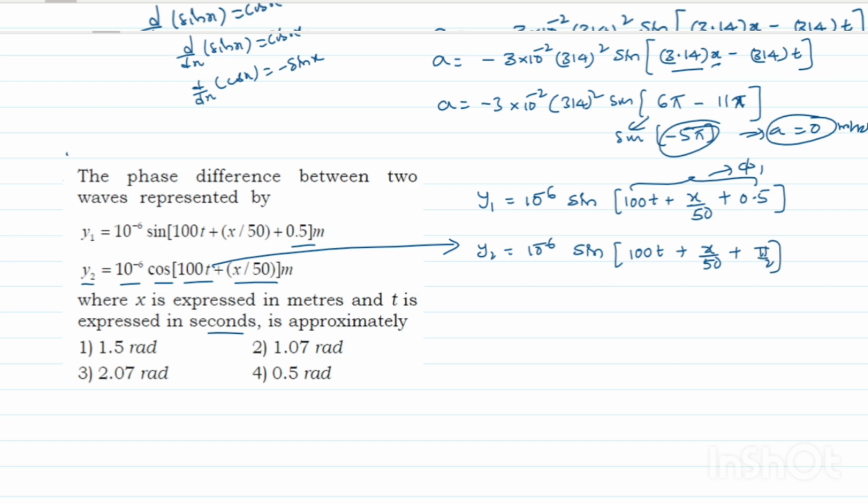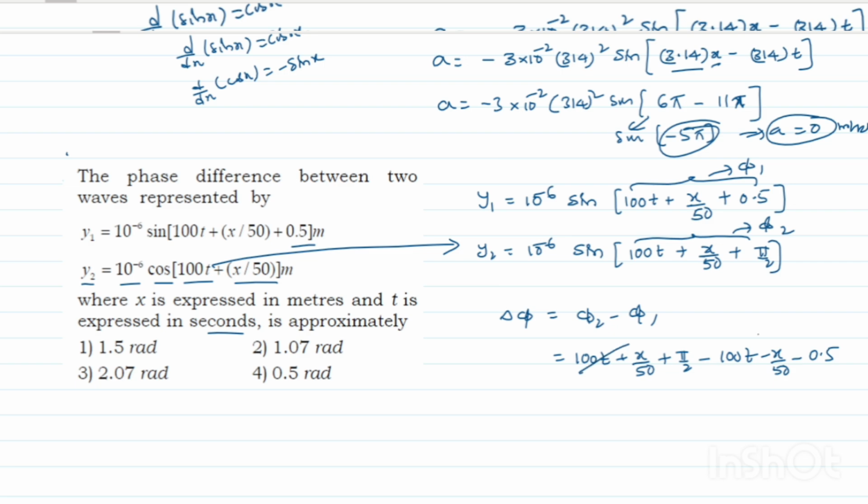Whenever you calculate the phase difference, both the functions should be in sine or both in cosine; only then can you talk about the phase difference. Let us take this as phi 2. So delta phi is phi 2 minus phi 1. Phi 2 is 100t plus x by 50 plus pi by 2, minus (100t plus x by 50 plus 0.5).